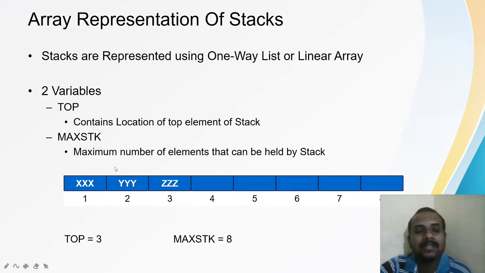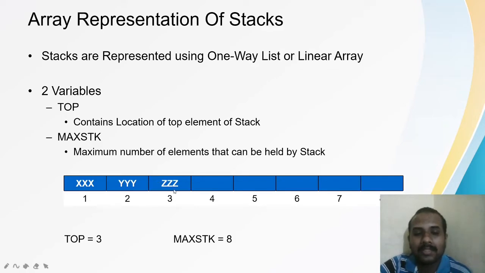So if you see here, you will mainly have two variables. One is top and another one is max stack, where top contains the location of the top element of the stack. For example, I have an array where I have 8 blocks, or the size is 8 now. Here I started the index with 1 and then 2, 3, 4, 5, 6, 7 and 8.